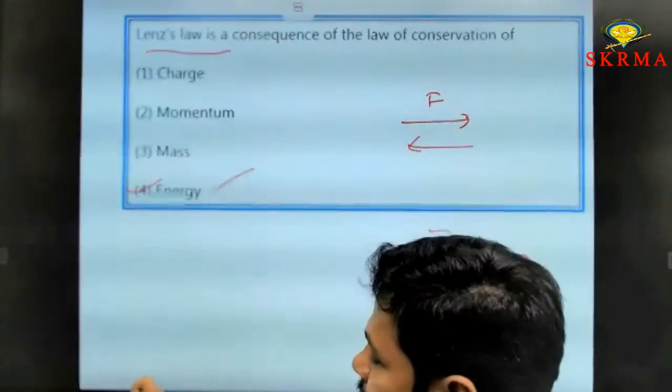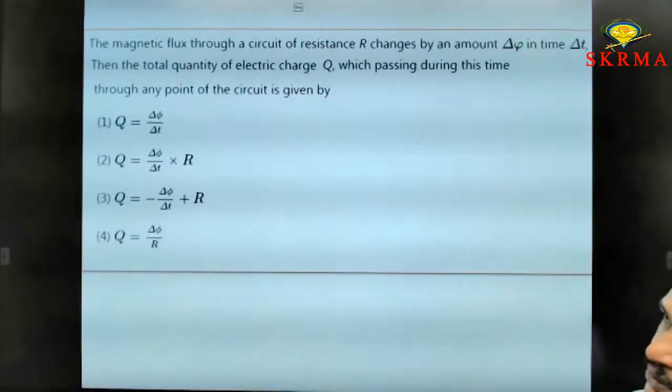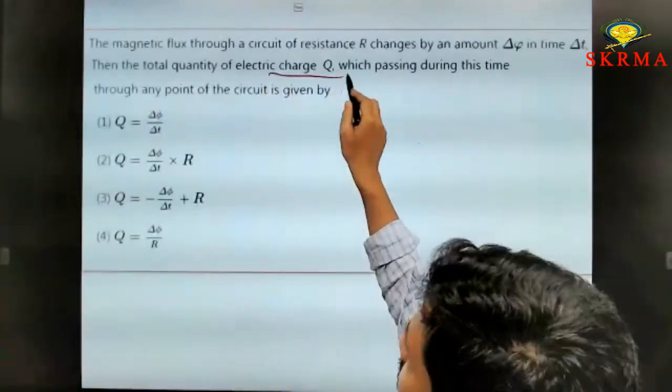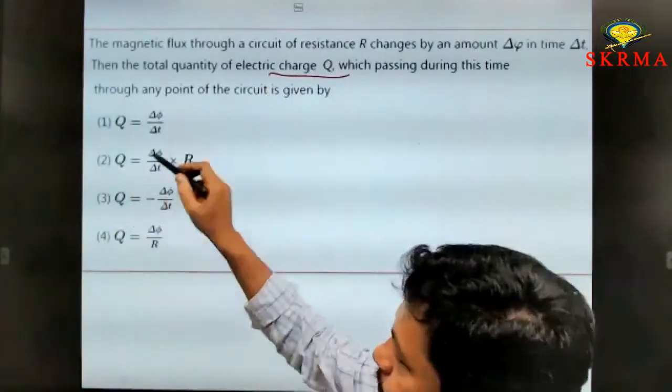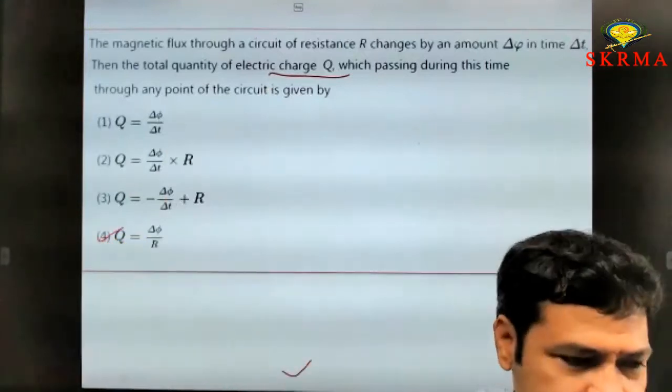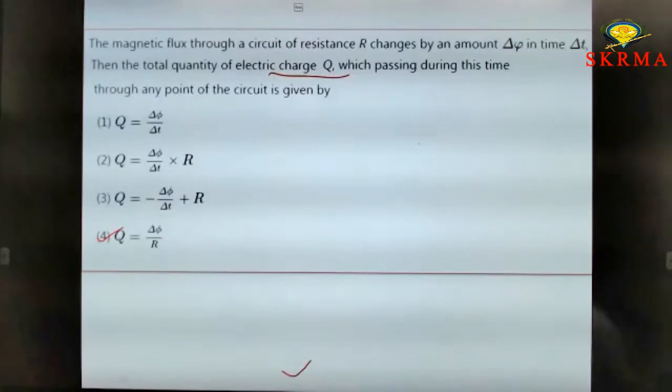The next one, here they are asking about the charge. We derived the equation for the charge. Which one is correct here? The fourth option, Q is equal to delta phi by R. This is the correct option.